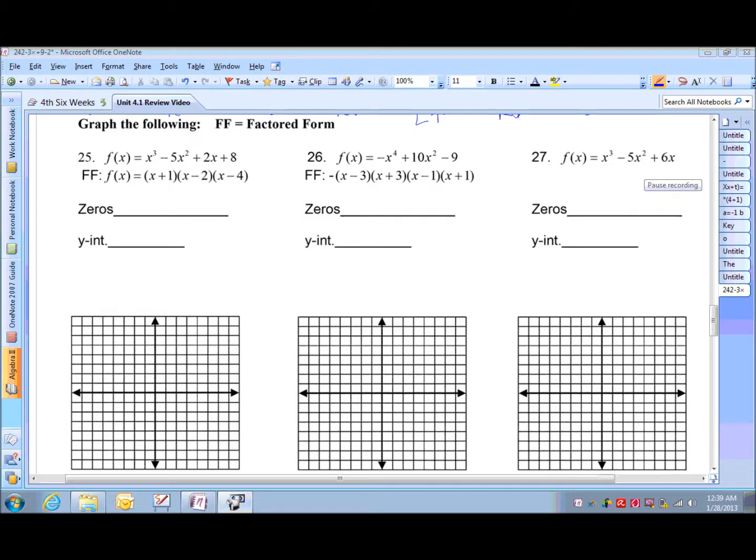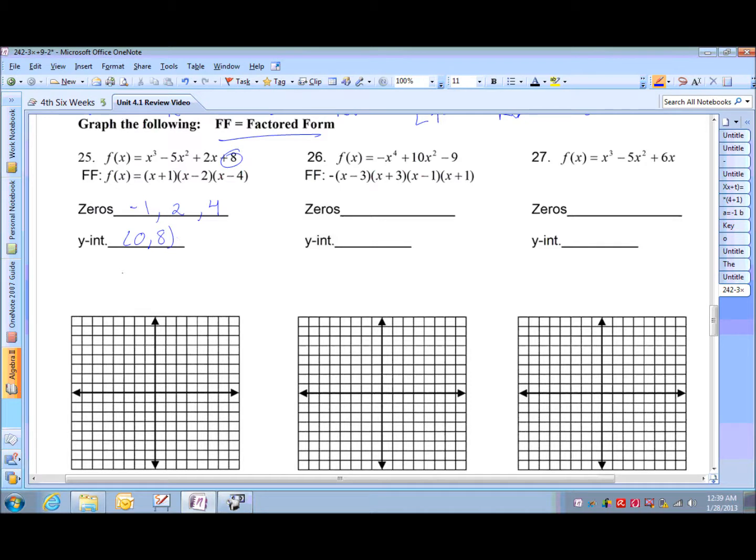Okay, so for 25, they give us a polynomial and ask us to graph it. FF stands for factored form. So they've given us the polynomial in factored form, so it should be pretty easy to find the zeros since they've already factored it for us. Basically, it's whatever makes any one of these sets of parentheses 0. Because if any one of them is 0, when you multiply them by the other, you'll get an f of x value of 0, which technically means it's an x-intercept. So our 0 values here are -1, +2, and +4. Our y-intercept is 8.